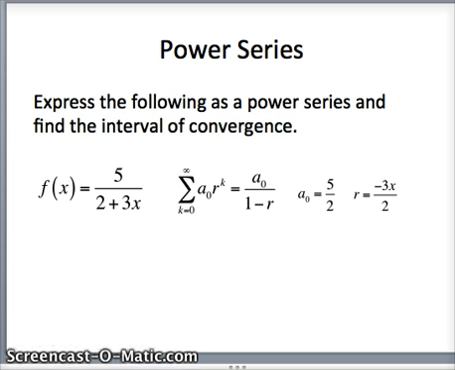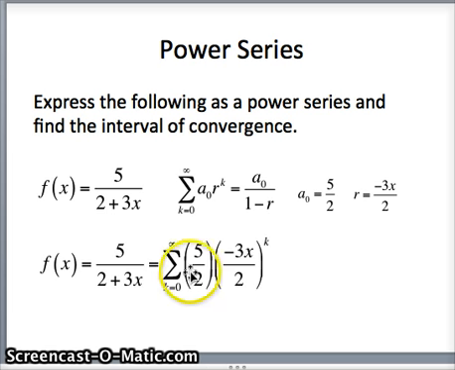So this is what we have: 5 halves, common ratio, negative 3x over 2 to the k power. K starts at 0, so we're starting at 5 halves. K is 1, 5 halves times negative 3x over 2. K is 2, 5 halves times negative 3x over 2, quantity squared. Add up all those terms, and we have our power series. So the last thing we have to do is come up with the interval of convergence.